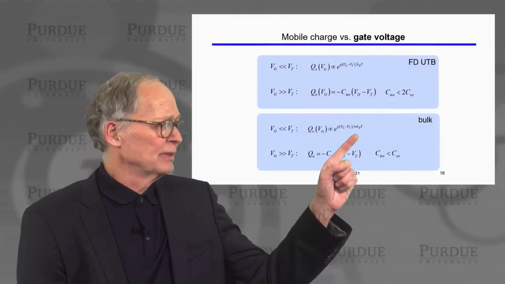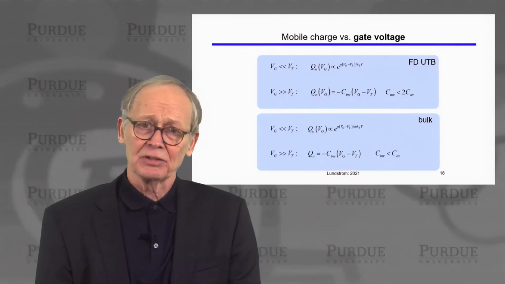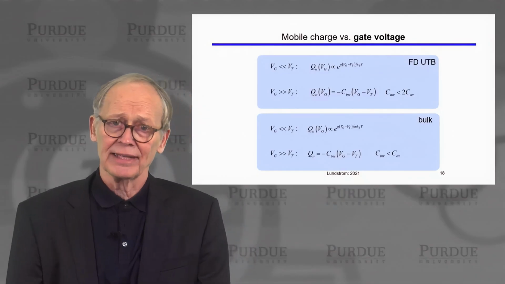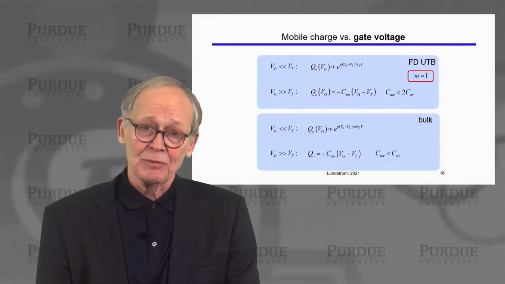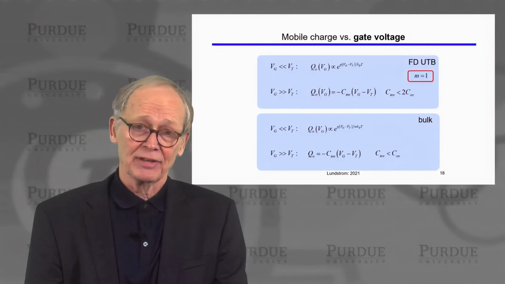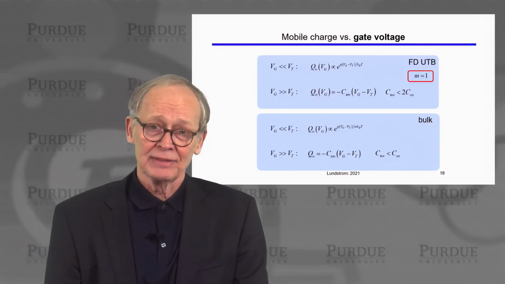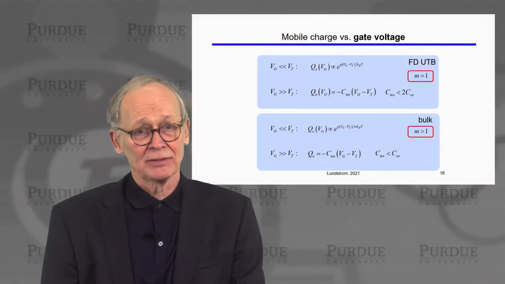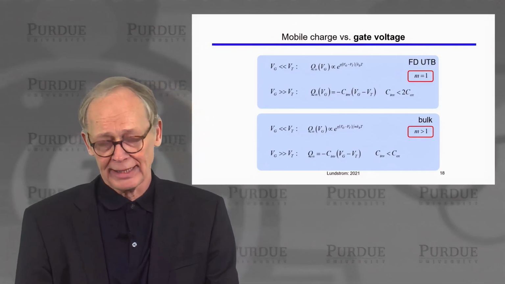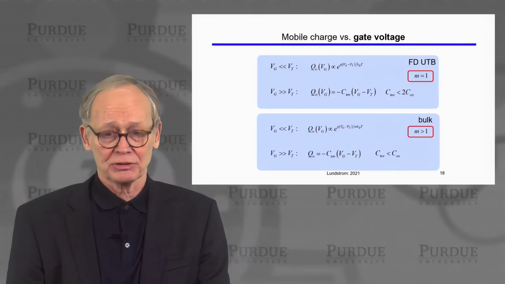In a bulk structure, there'll be a factor M. It is a little bit bigger than 1. That'll be in that expression. The fact that M is 1 is really very useful and helpful for ultra-thin body, fully depleted structures, because M is always a little bit bigger than 1 for a bulk structure.